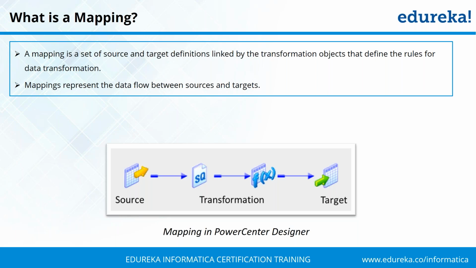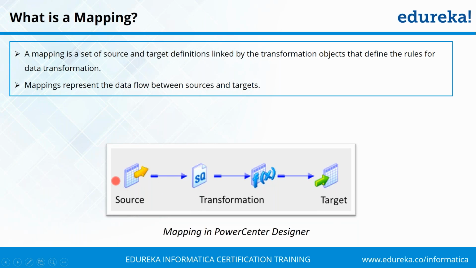In that transformation, you're going to define the set of rules through which the data is going to get transformed before it reaches the target definition. And if you look at the image below, this is a simple mapping here. I have a single source, I'm going to use two different transformations, and finally, I'm going to store it into my target. So this is how your mapping looks.